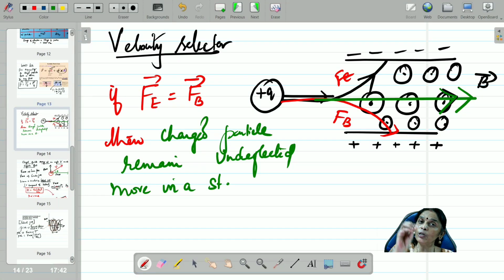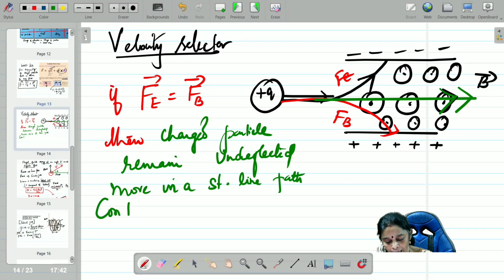Children, you would have learnt in class 11, class 12, if there is any external force, what will happen? It gets deviated, it gets accelerated, all that we have seen. But even though there are two forces acting, it remains undeflected. When can it happen? What is the condition? That is what you are looking at. It remains undeflected, moving in a straight line path. For that, what condition is needed?